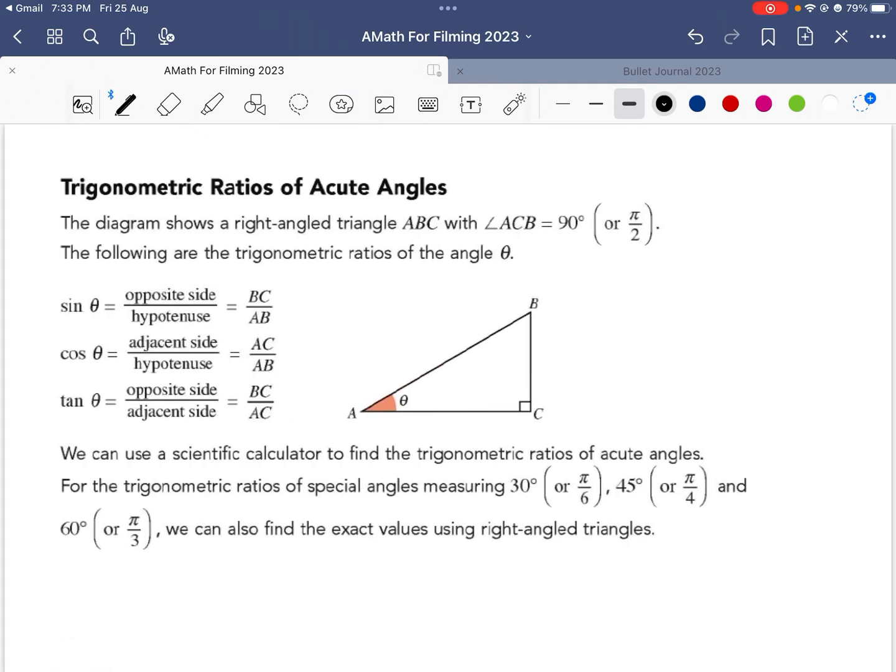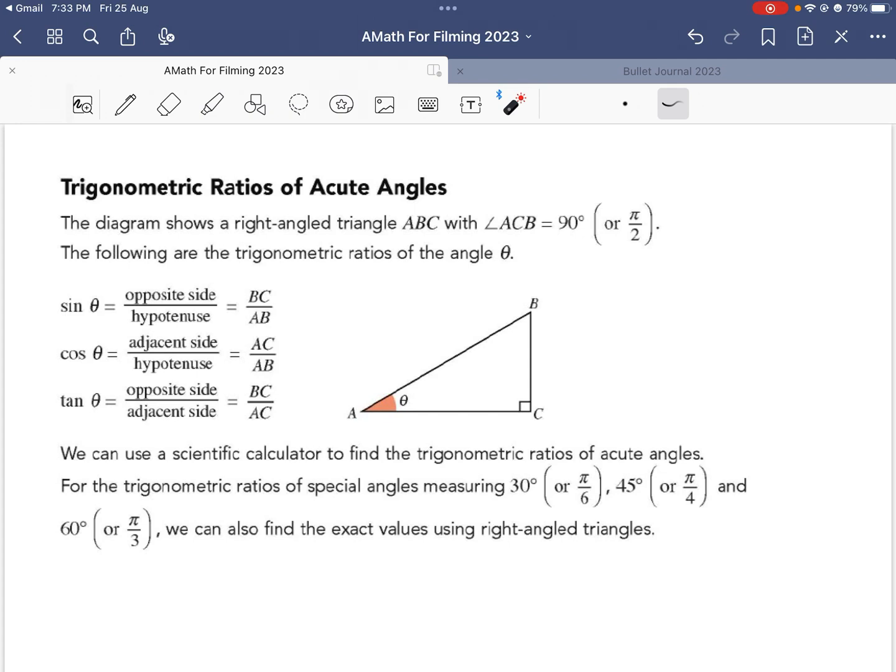Now, just a quick recap for something that we have learned in secondary 2 itself. If you remember the acronym SOH CAH TOA, I think you're learning trigonometry already. So now, for example, sine theta, here's theta, is the opposite over the hypotenuse, given here. Cosine theta is adjacent over the hypotenuse, and tangent theta is the ratio of opposite over the adjacent. Now, we can use a scientific calculator to find the trigo ratios of acute angles.